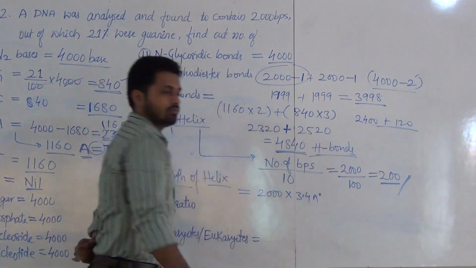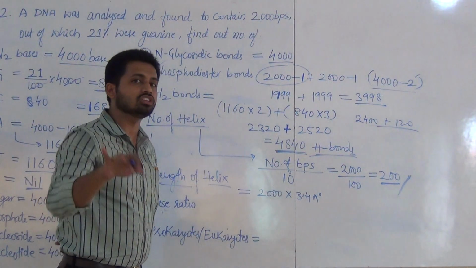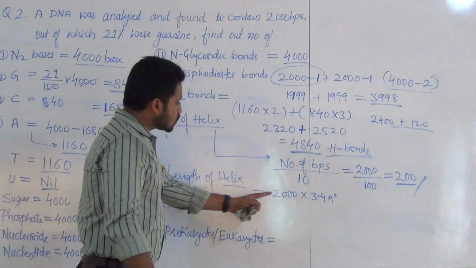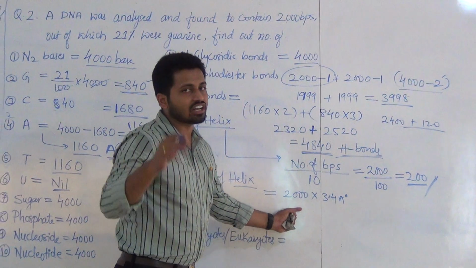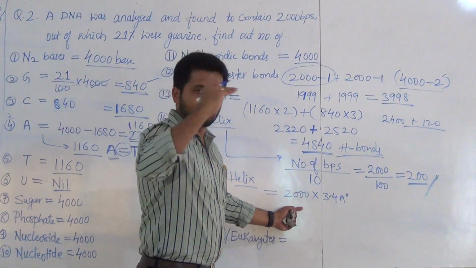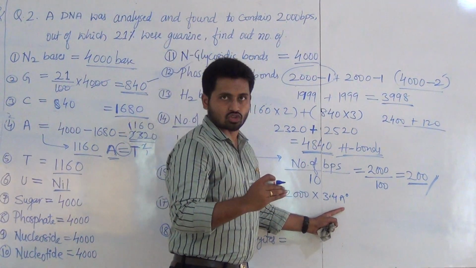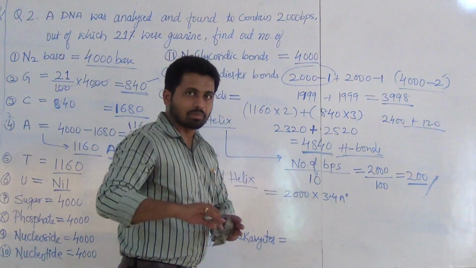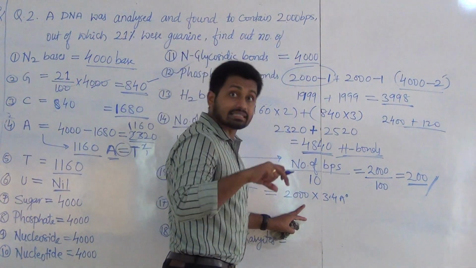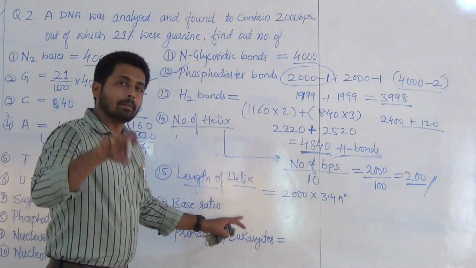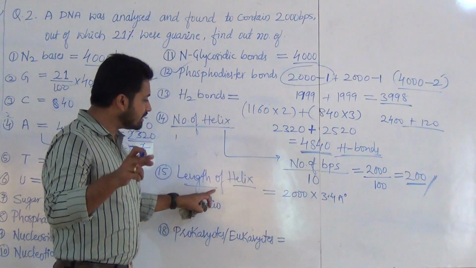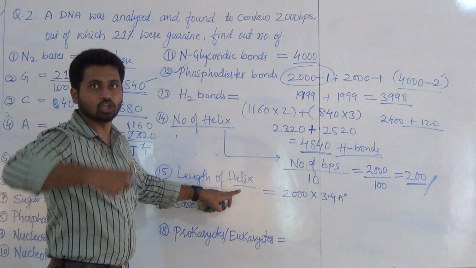3.4 angstrom. That is nothing but in nanometer 0.34 nanometer, like that. So 2000 base pairs. Each base pair, that means the successive gap, that is 3.4 angstrom. So first make it simple. That is how many helix are there. If you know the number of helix, you can calculate the length of the helix. Helix is nothing but DNA molecule.